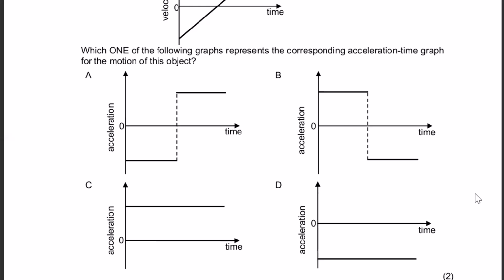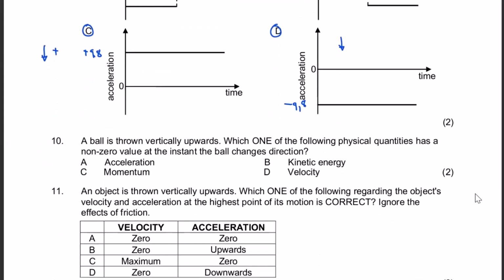Now we're looking for the acceleration time graph. We need an acceleration that is constant like that. According to this, I'm going to say positive 9.8, therefore going down is considered positive, and I can also say negative 9.8 there. So we're going to say downwards is positive. So I will go for both these options, C or D, depending on the direction of motion chosen as being positive.